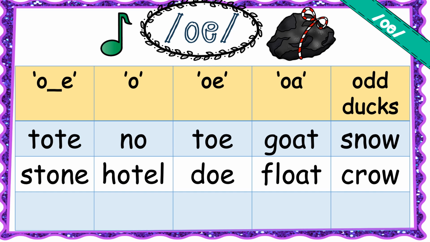So your OA: two vowels go walking, first one does the talking. You may have heard that before. That happens occasionally, but we may use that as a reminder to help us know that it says O. Your odd ducks are OW. Now OW at the end of the word also will say O, like in snow, crow.